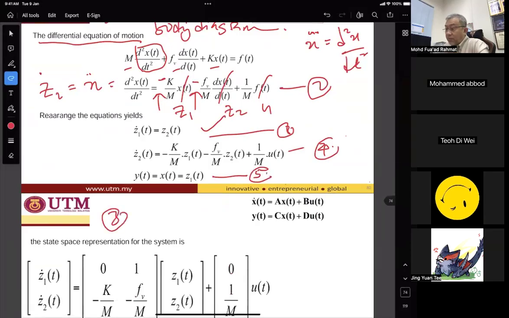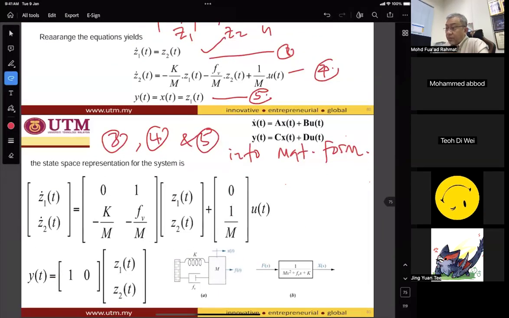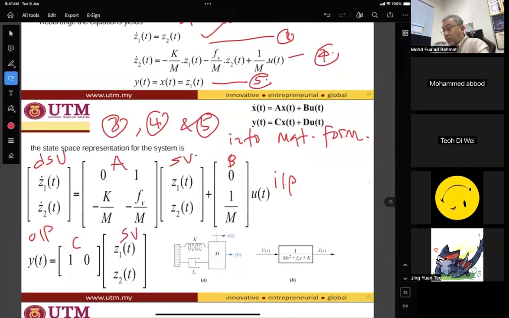So rearrange 3, 4, and 5 into matrix form, which is z1 dot and z2 dot. So this is matrix A. This one is a state vector. This one is the derivative state vector. This is the matrix B, input, output, matrix C, and the state vector as well.